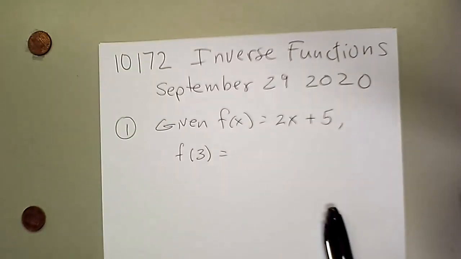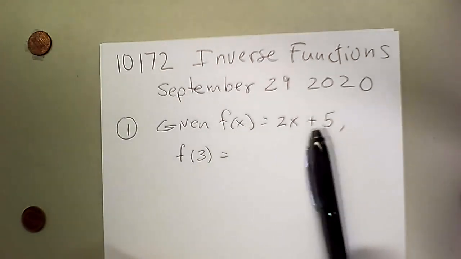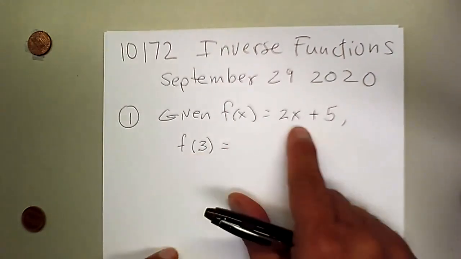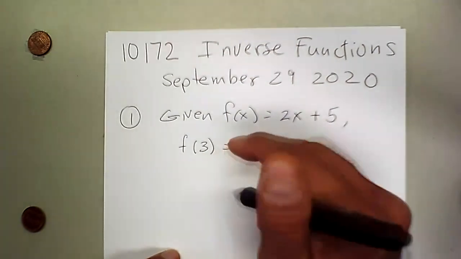We're going to talk about inverse functions. Let's start with a simple function, f of x equals 2x plus 5. So f of 3 is 3 times 2, which is 6, plus 5 is 11.